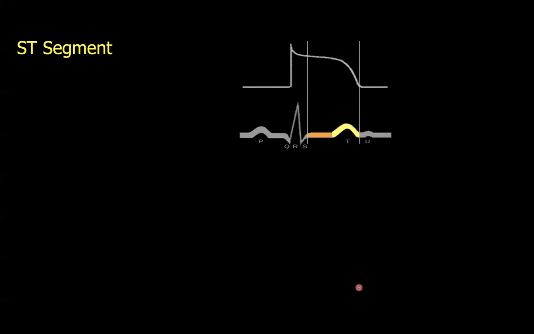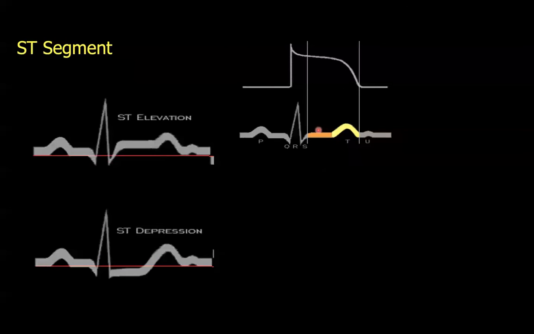And then this is the ST segment. If we talk about the ST segment, we will appreciate the orange graphic here. If the graphic is above the horizontal line, we call it elevation of the ST segment. Other than that, if the ST segment is below the imaginary red line here, we call it ST depression.